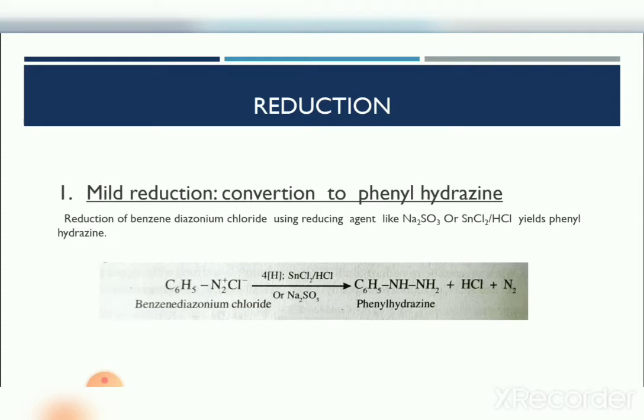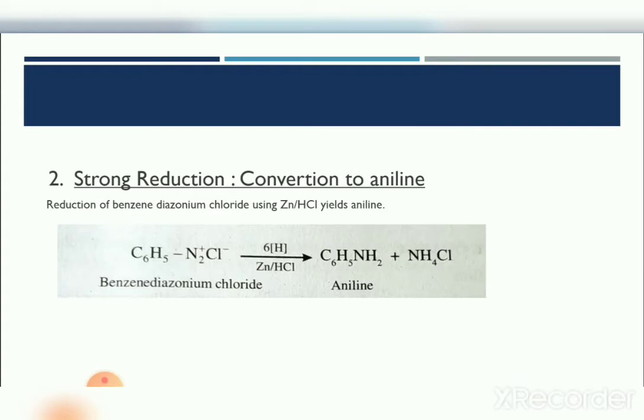The benzene diazonium chloride reacts with SnCl2/HCl or Na2SO3 to give phenyl hydrazine plus HCl plus N2. The phenyl hydrazine is the major product, and HCl and N2 are the minor products. So, this is the first case, that is mild reduction, conversion to phenyl hydrazine. Then we can move to the second case, that is strong reduction.